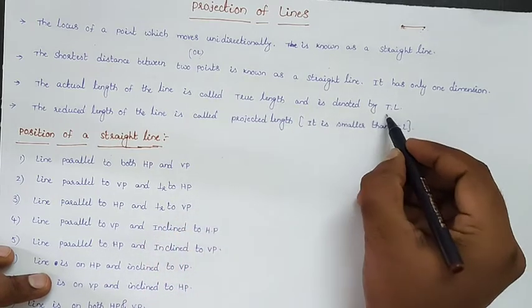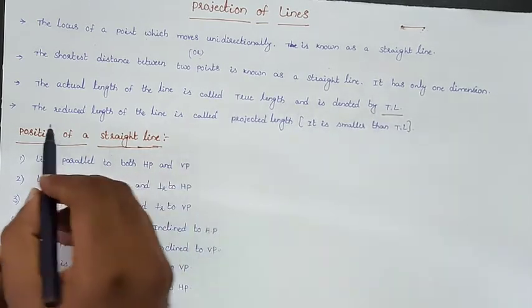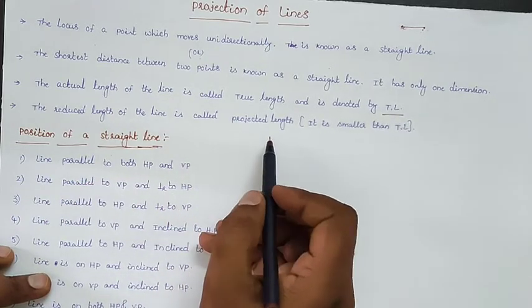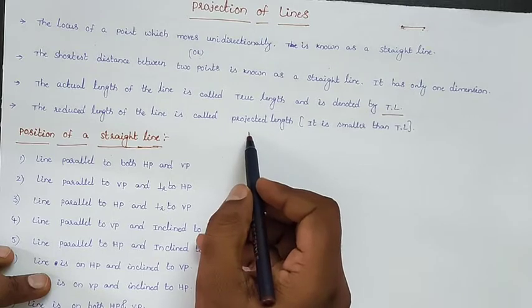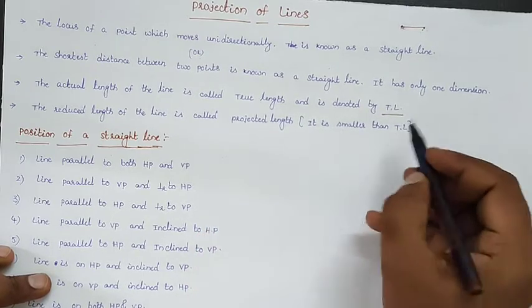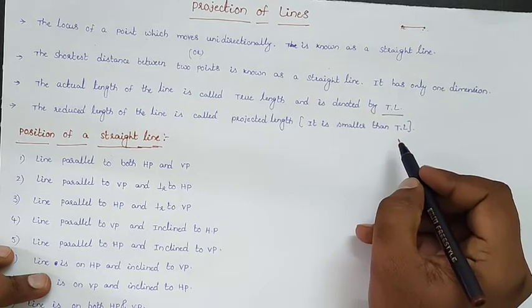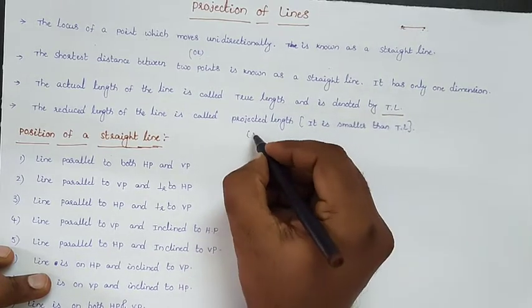It is denoted with TL, and the reduced length of the line we can call the projected length, or the apparent length. It is smaller than the true length, and it is denoted with PL.